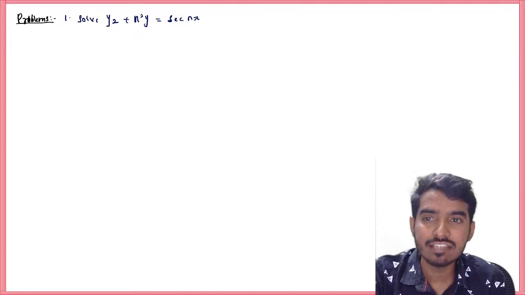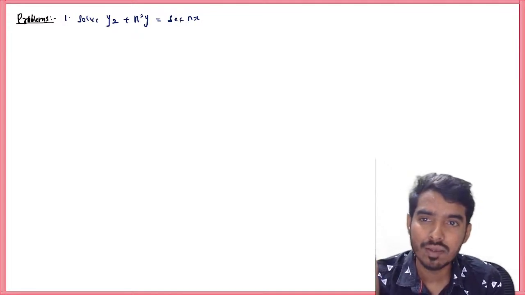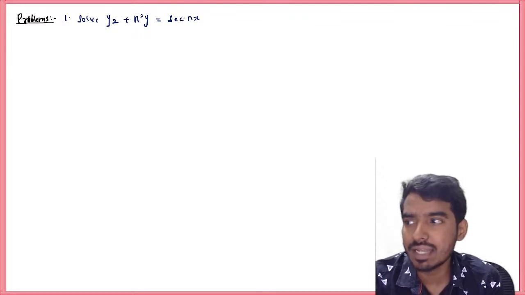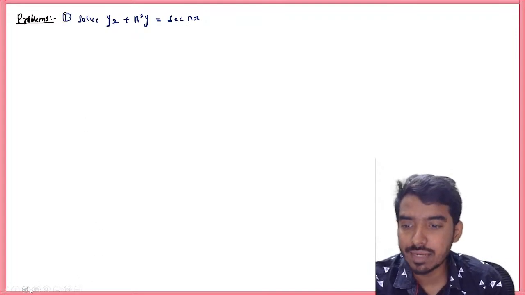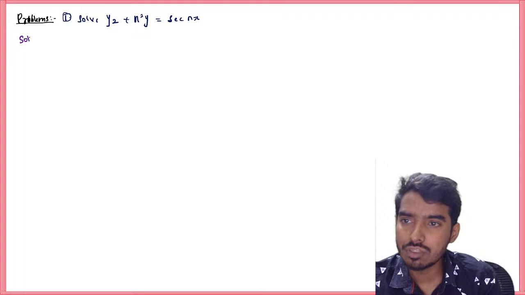If it is sin nx, you can easily do it by type 2. If it is cos nx, you can also do it by type 2, right? Replace d square by minus a square and so on. But here we have secant nx, so we'll use the method of variation of parameters, right? Very, very simple. We do this fast.